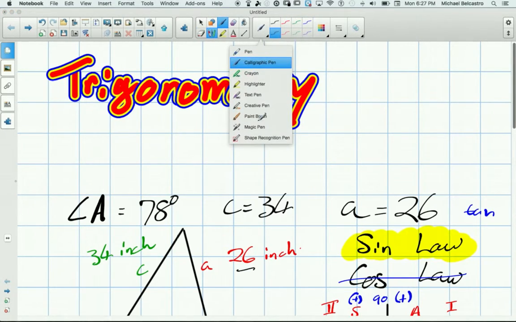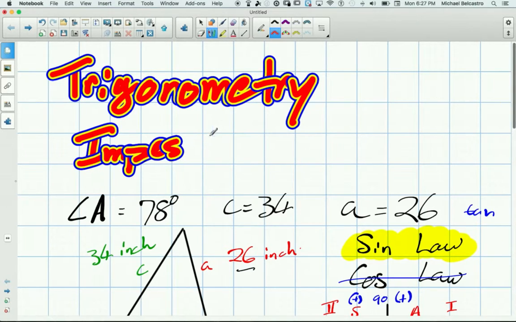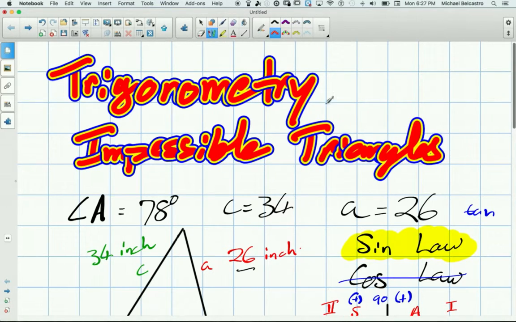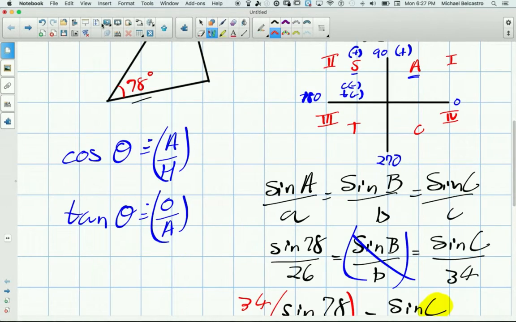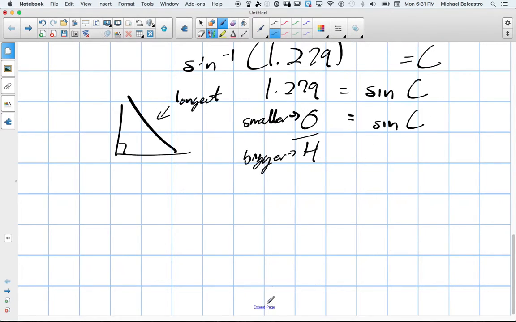So this is an impossible triangle, and you can find that out by essentially, if you're ever using cos or sine, whenever you're doing the inverse of it, you must be doing the inverse of a number less than 1. So this is impossible triangles. Okay, so we've renamed it. But let's say we got sine inverse of 0.8 is actually the value of C.